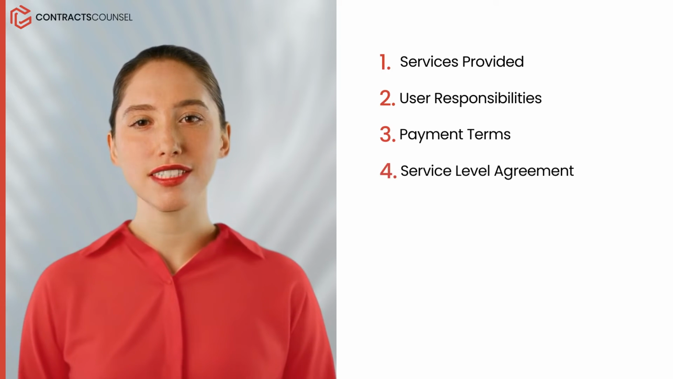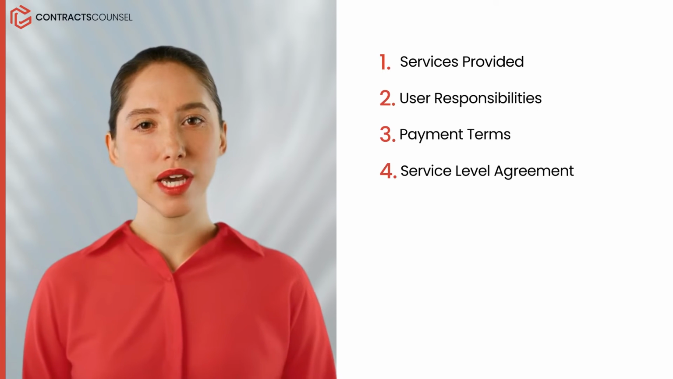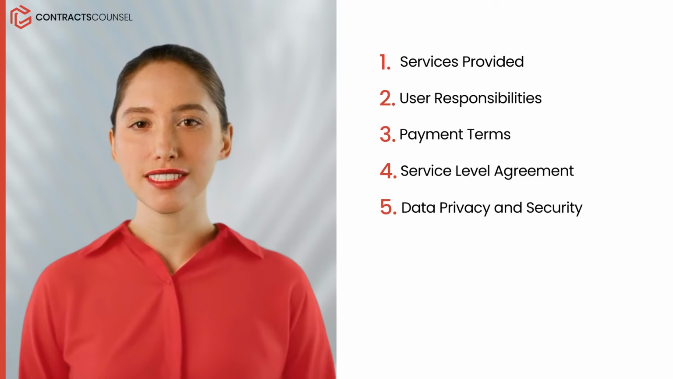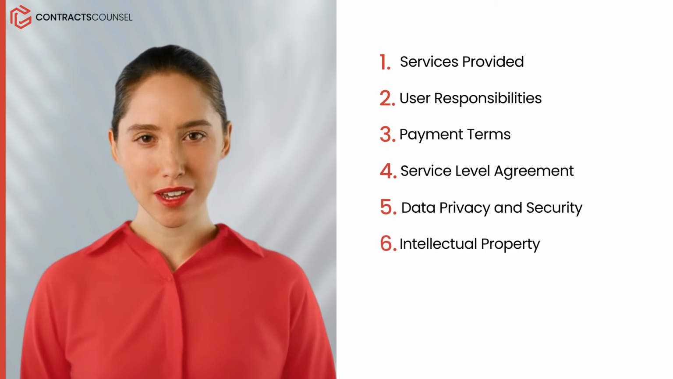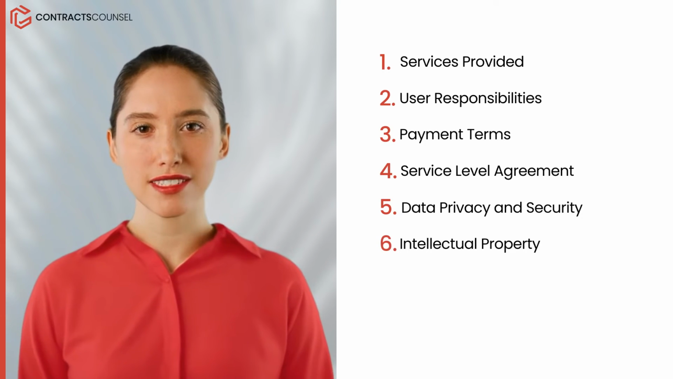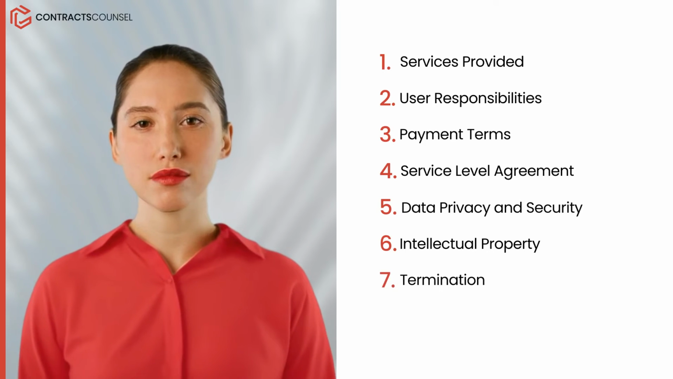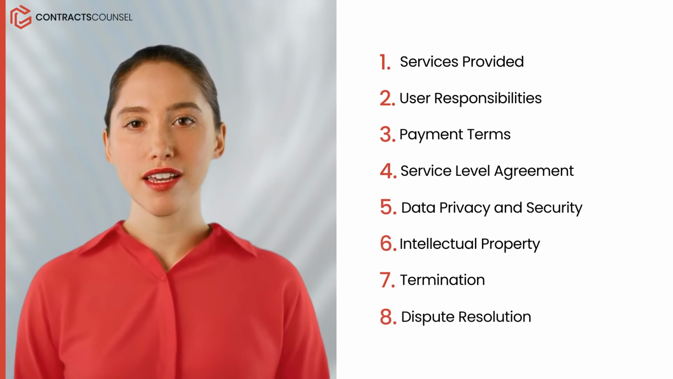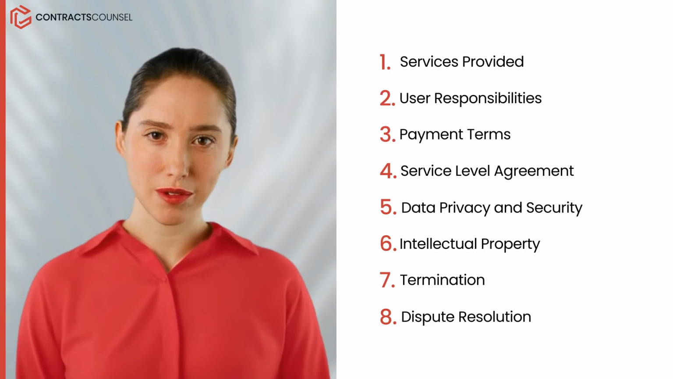4. Service level agreement. This defines the level of service provided by the vendor, including uptime and support. 5. Data privacy and security. This details how user data will be handled and protected. 6. Intellectual property. This clause protects the software provider's intellectual property rights. 7. Termination. This sets the rules for terminating the agreement and the conditions under which termination can occur. And 8. Dispute resolution. This details the procedure for resolving any disputes between the business and its users.